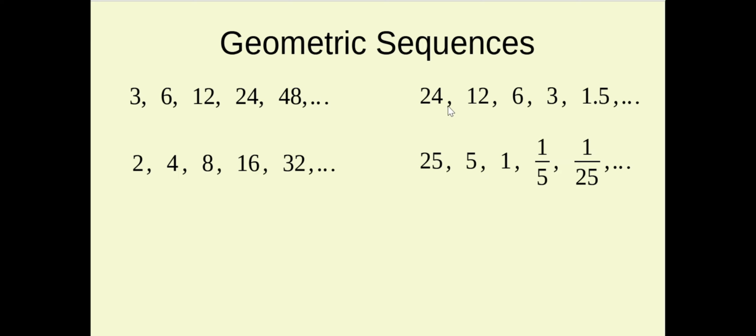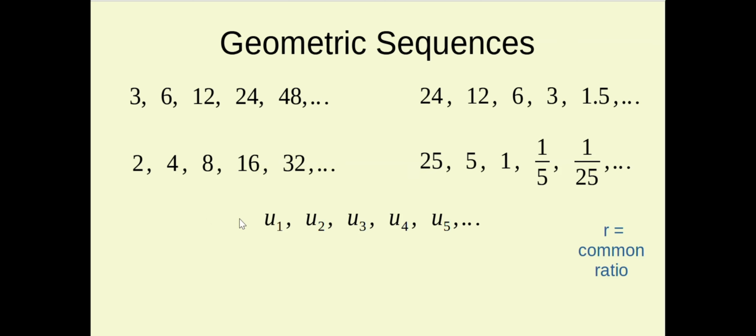Actually, it's better to think of it as multiplying by half. And here we're dividing by 5 or multiplying by 1/5. And I'm going to show you that in a second. So the thing with geometric sequences, we're always multiplying by the same number. And that number, we're going to call the common ratio R.